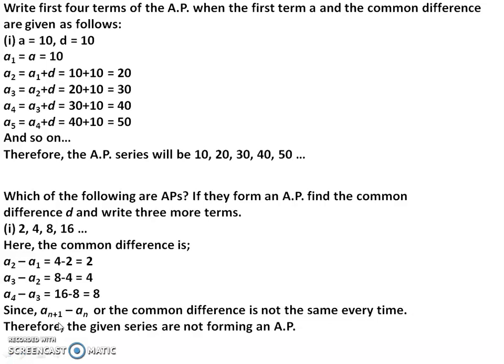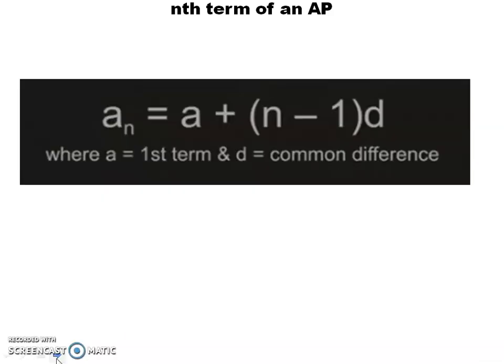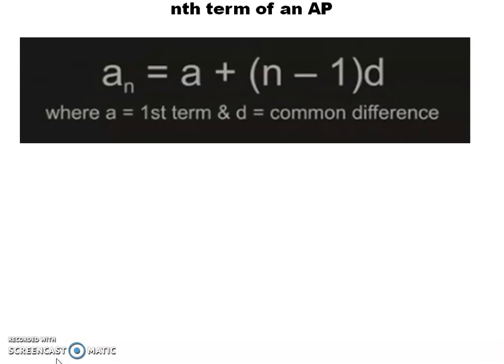Next, let's see what is the next topic. Nth term of an AP. One of the most important topics in this chapter. Nth term of an AP. An is equal to A plus n minus 1 into D. Nth term of an AP is equal to the first term A plus n minus 1 into the common difference. Here n is the number of terms or the term's position in the AP.